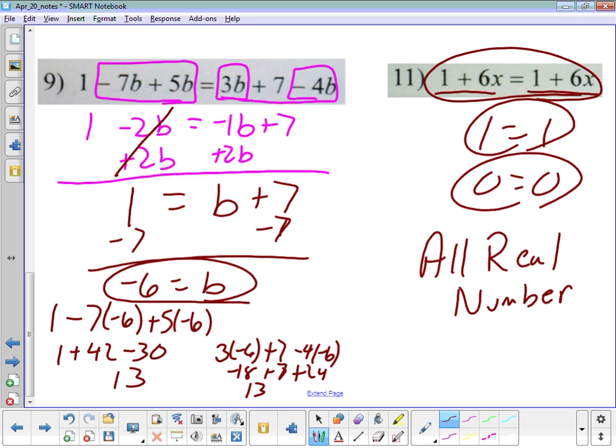We had one on the previous assignment where we had no solution as an answer because when we got down to the number parts, they weren't equal. So you got to watch for those tricky ones.